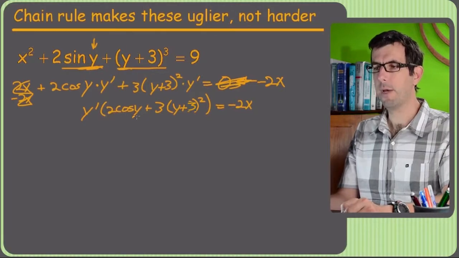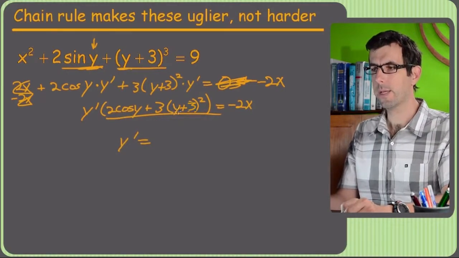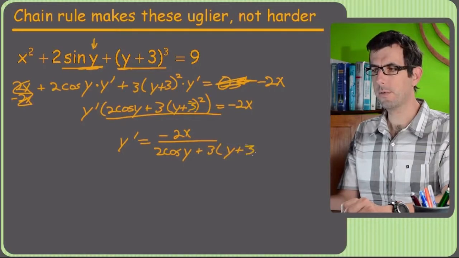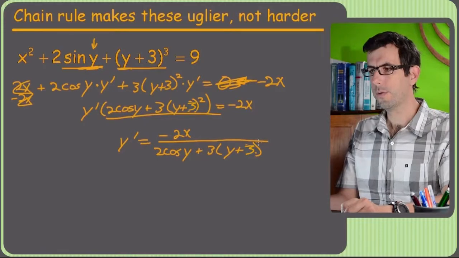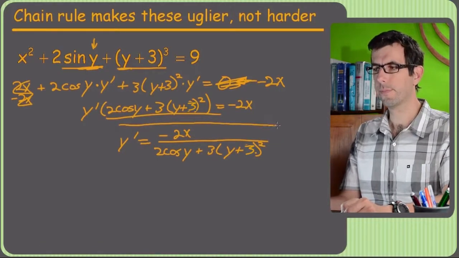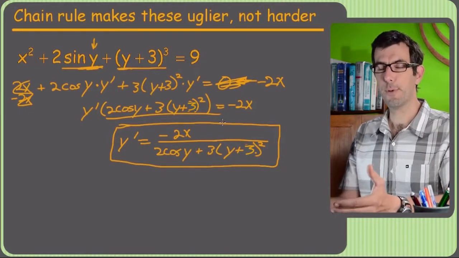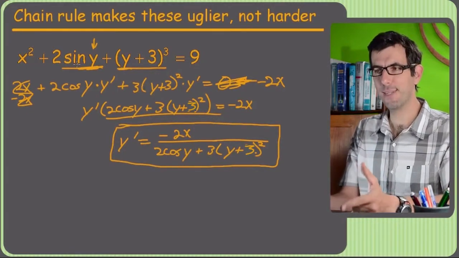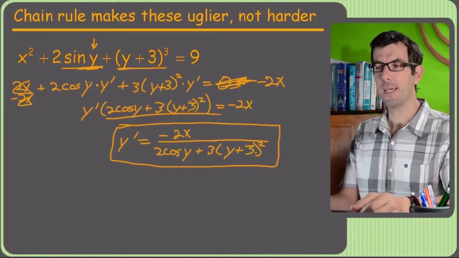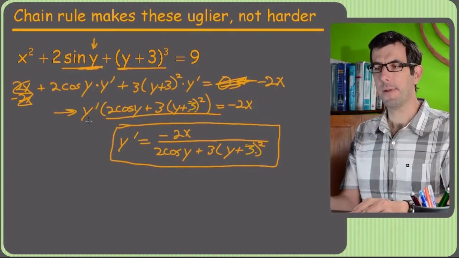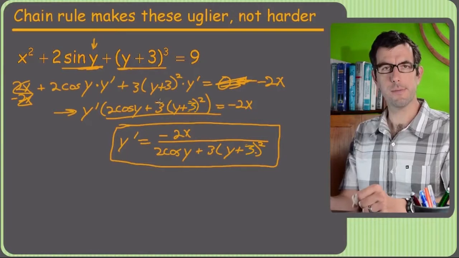So now I just have to divide by all this junk, and that'll leave me with y prime equals negative 2x over 2 cosine of y plus 3 times (y plus 2) squared. Pretty crazy. But remember, I keep drilling this in: if there's 2 y's in the original problem, there are 2 y primes. You've got to factor it out at this step, and then just divide by whatever's in parentheses.